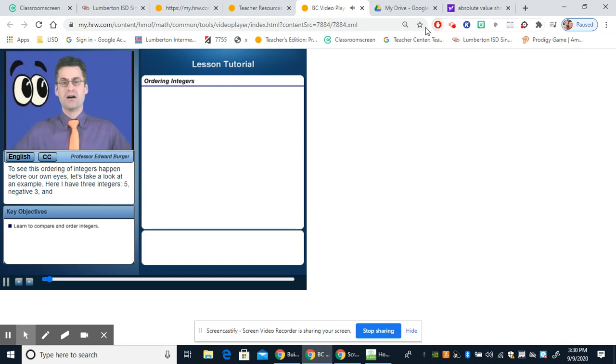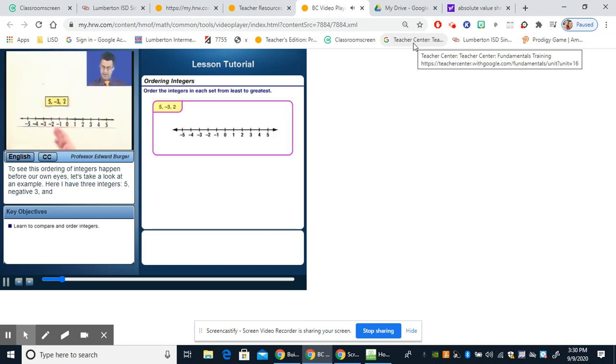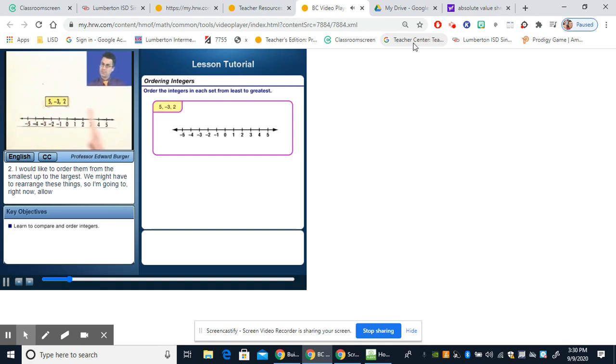To see this ordering of integers happen before our own eyes, let's take a look at an example. So here I have three integers, 5, -3, and 2, and I'd like to order them from the smallest up to the largest. So we might have to actually rearrange these things, and so actually I'm going to, right now, allow us to move around by using the cutting property of mathematics. That's just a joke. There's no cutting property of mathematics. But there's a cutting property of scissors, and you should never run with them.